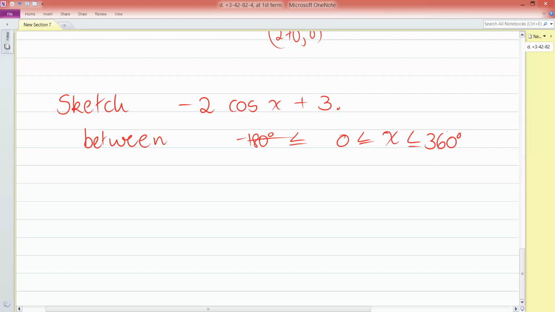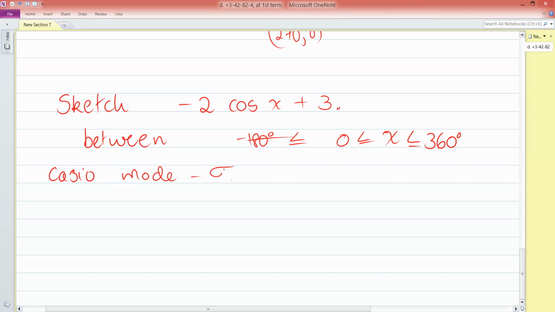So for the test, let's say they've given you something that looks like this and you are stuck. Take your calculator. I'm hoping you have a Casio, right? If you have a Casio, press mode and then select the table option. I think on your calculators, it must be option 3, right? Perfect.